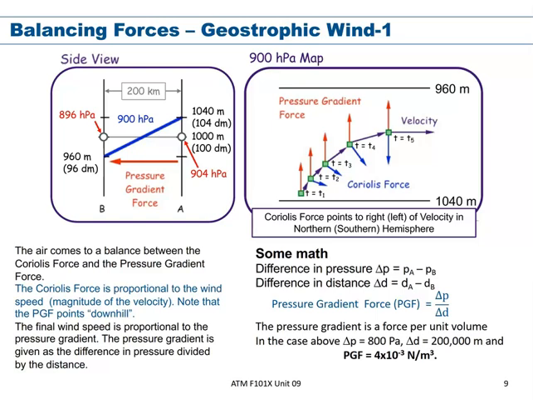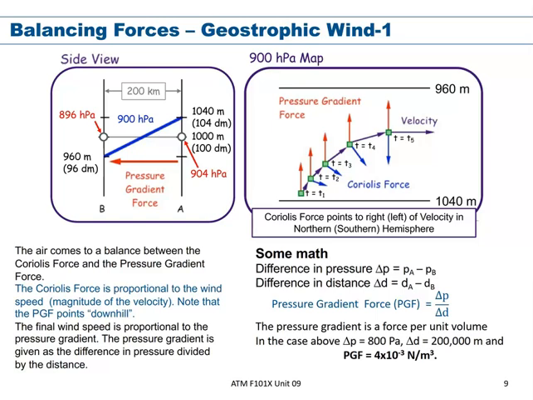The pressure gradient force and Coriolis force are now equal and opposite, and the air is moving steadily at constant speed and direction. These winds are called geostrophic, or earth turning. They are generated by the action of the pressure gradient force and the turning of the earth.